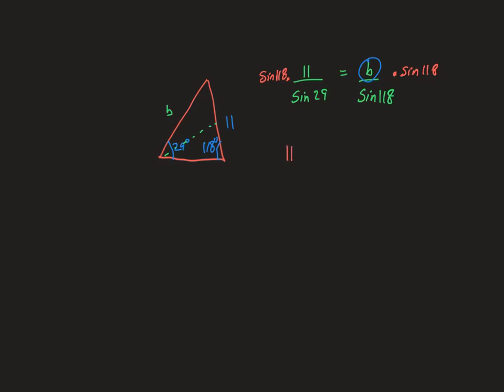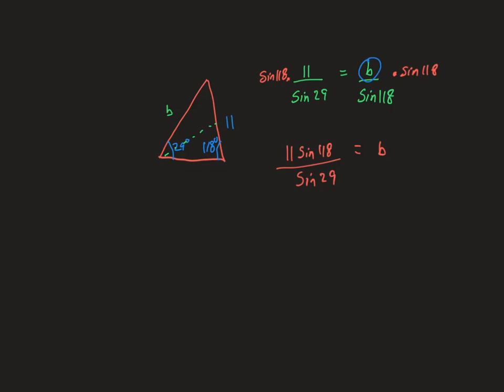And voila, you're going to have 11 times sine 118 over sine 29 is equal to b. You see a difference in approach here. Before, I did sine inverse, and I was trying to search for this, but you don't need to do inverse when you're finding the side length. So when you find the side length, it's simply like that. You don't have to do the inverse button. You type it in your calculator, and you're good to go.